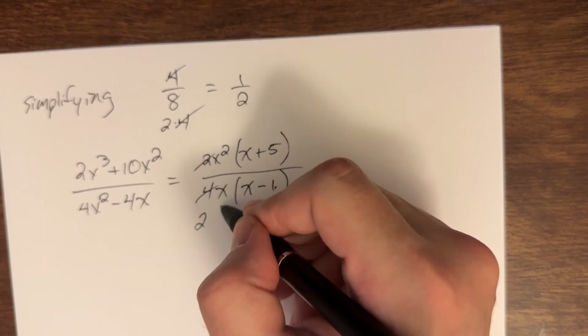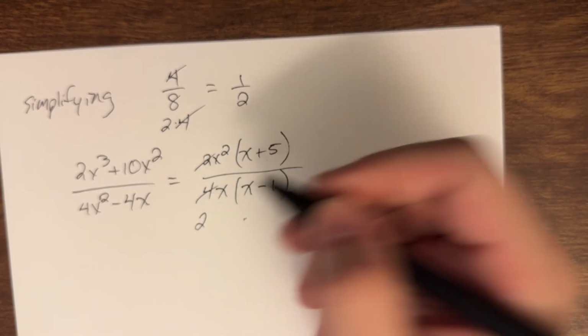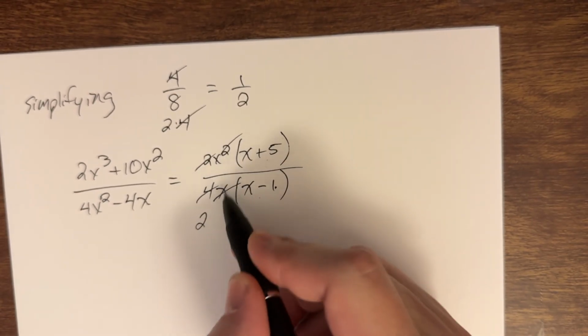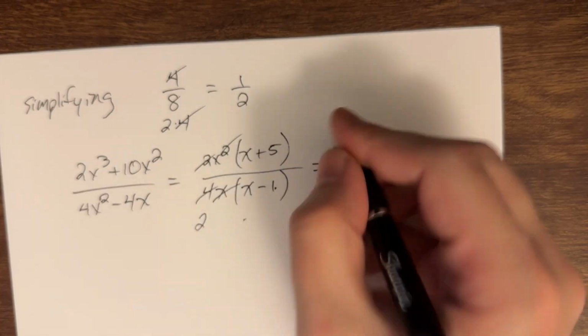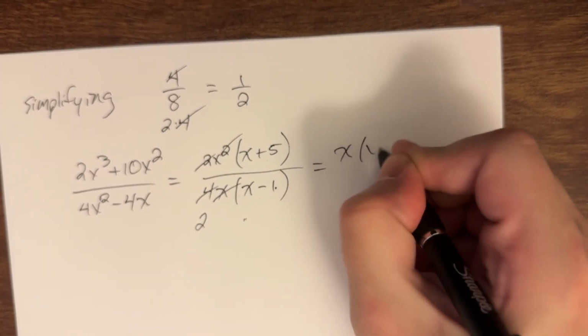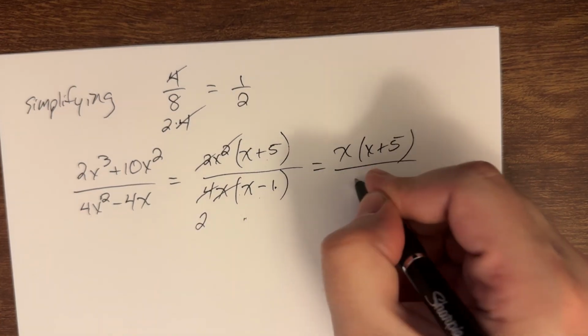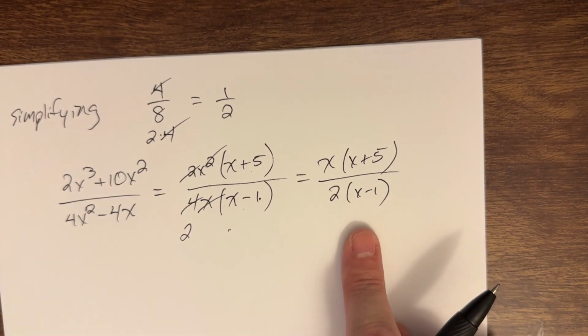This division right here, I'm doing what's nice. The number with the number, the x with the x. 1x will cancel. So I've got 1x here, this x canceled. What's left? Well, this x is still left. This x plus 5 is left. And in the denominator, this 2 is left. And the x minus 1 is left.